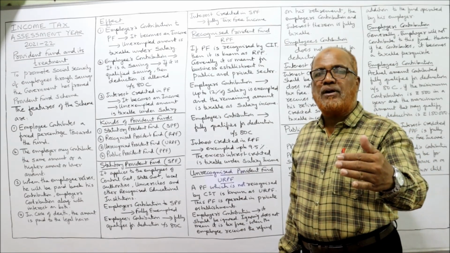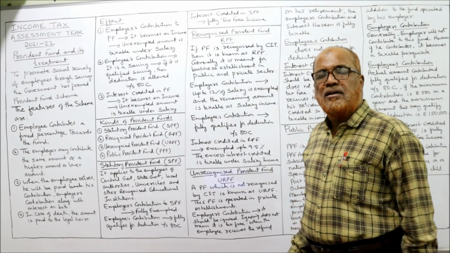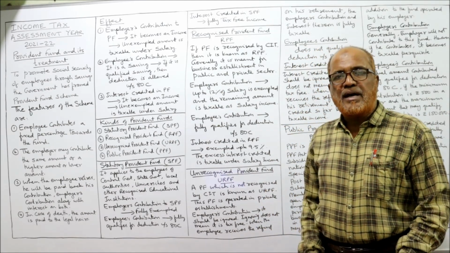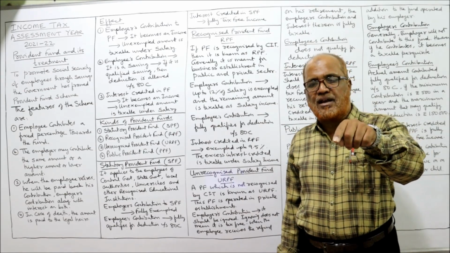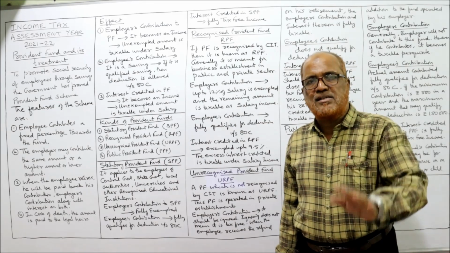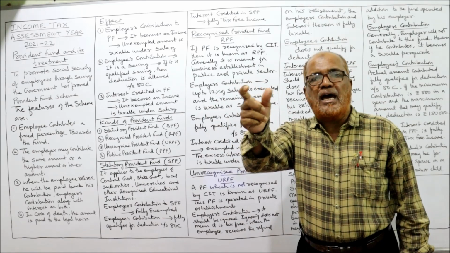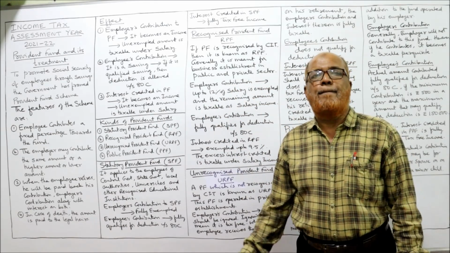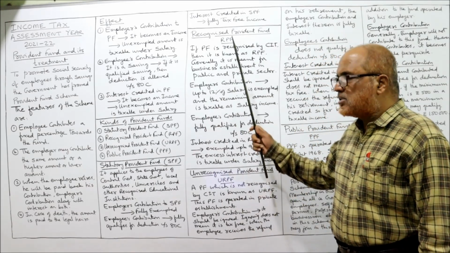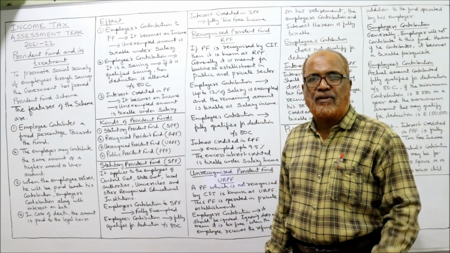Then interest credited. Interest credited to RPF is exempted up to a 9.5% rate. This 9.5% rate is specified by the Income Tax Act. If interest is credited in your RPF up to 9.5%, it is exempted. If the interest is credited at more than 9.5%, the excess is taxable under the head salary. So these are the provisions regarding RPF, Recognized Provident Fund.